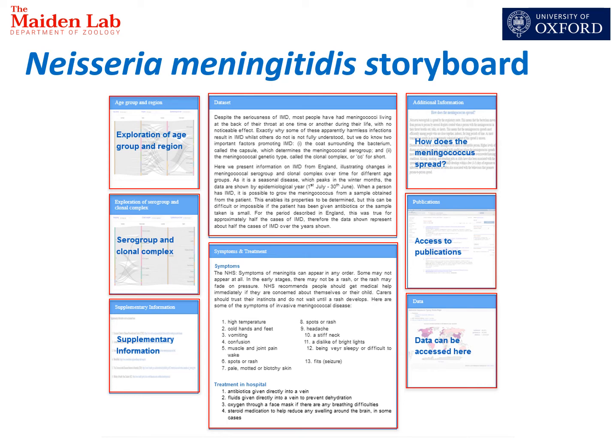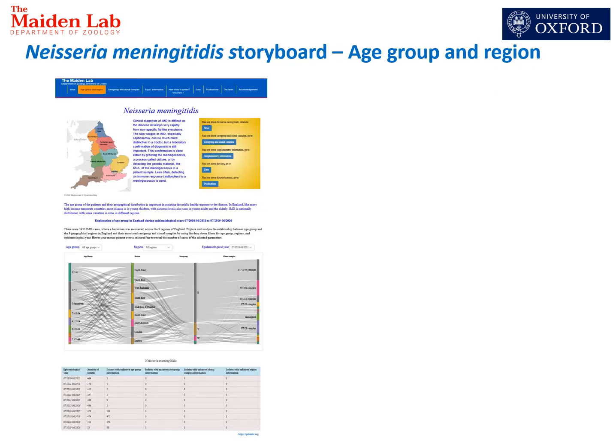Let us click on the age group and region panel. The age group of the patients and their geographical distribution is important in assisting the public health response to the disease. In England, like many high-income temperate countries, most disease is in young children, with elevated levels also seen in young adults and the elderly. It is nationally distributed, with some variation in rates in different regions.